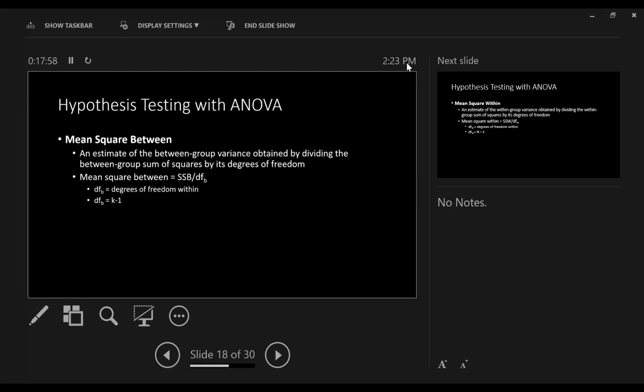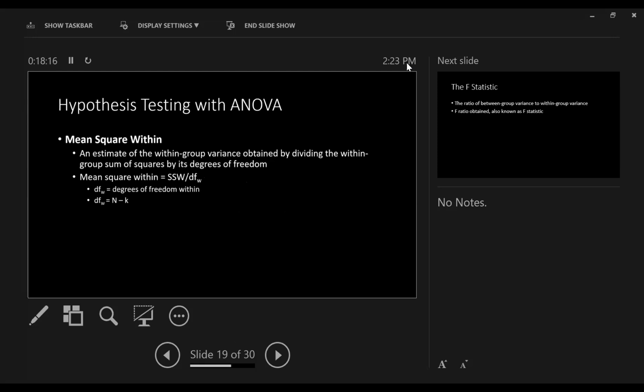So the mean square between group, you're looking at an estimate of the variance that's obtained by dividing the between group sum of squares by its degrees of freedom. We just said that. So it's your SSB divided by degrees of freedom for between groups. Again, that's going to be the number of groups you have minus 1. Mean square within, you're doing the same thing. The sums of squares within divided by the degrees of freedom within, which is your total sample minus the number of groups as identified right here.